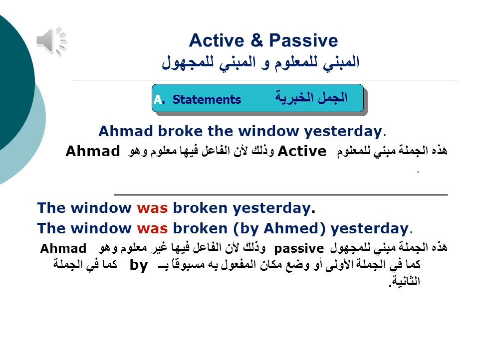Notice that it's not important in this sentence to mention who did the action, in this case Ahmed. So if you want the person who has done the action to be mentioned, then it is preceded by the word by, as in the second sentence.